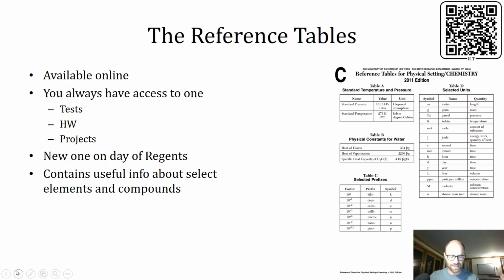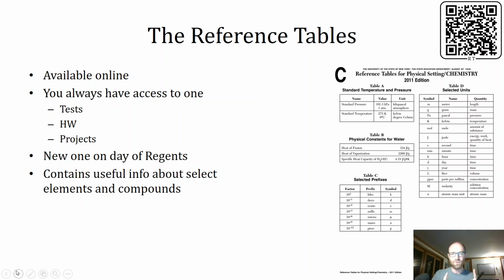If you have taken Earth Science, you are familiar with the reference tables. The first thing you need to know is it is always available online, and I'm going to try and make sure you have a copy in class whenever you can. You can use it all the time for everything. Never need to ask. Every test, every homework, every project, please just assume you can use it. You'll get a fresh new one on the day of the Regents, and it contains useful information about elements, compounds, and measurements as a whole.